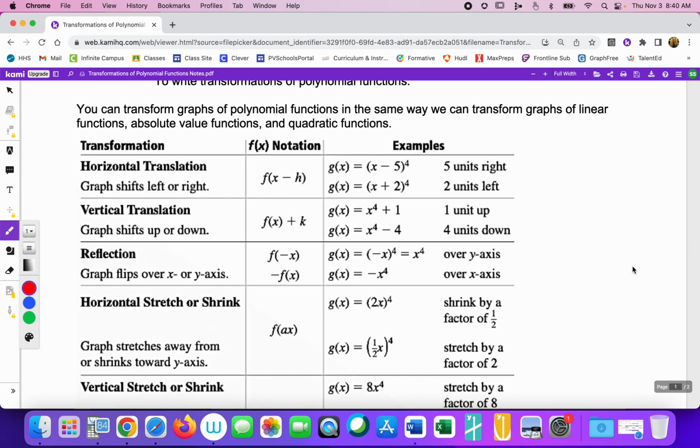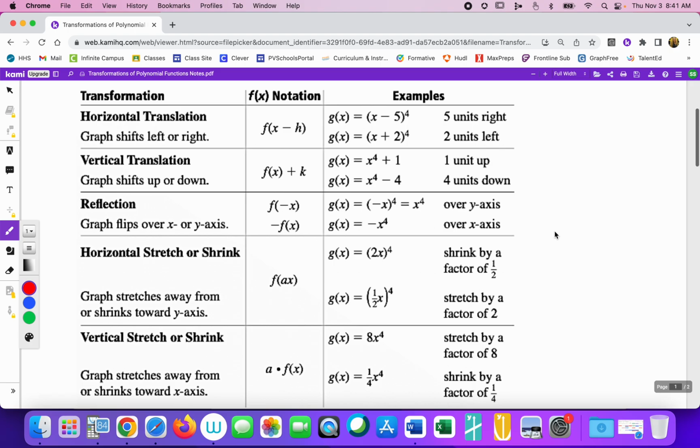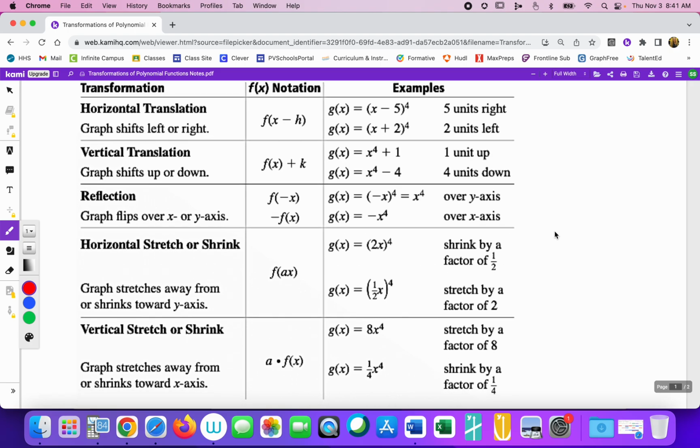You can transform graphs of polynomial functions in the same way. You can transform graphs of linear functions, absolute value functions, or quadratic functions. So depending on where the numbers are, it's going to either shift it right, left, up, or down. It's going to reflect it either over the x-axis or y-axis. It's going to stretch or shrink it horizontally or stretch or shrink it vertically. So refer back to this chart as needed, especially during your homework.